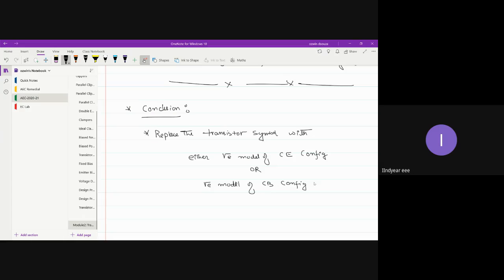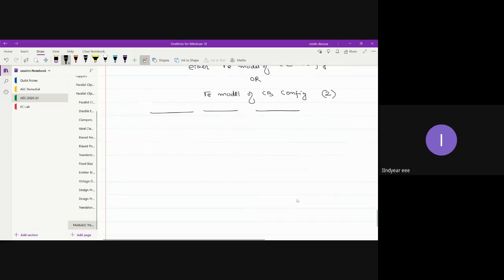If you have a common emitter based biasing network, you go for the first circuit. On the other hand, if you have a common base biasing network, you go for the second type. Okay, so this is what you are supposed to do. For example, I'll not solve anything, I'm just telling you how exactly you do it.